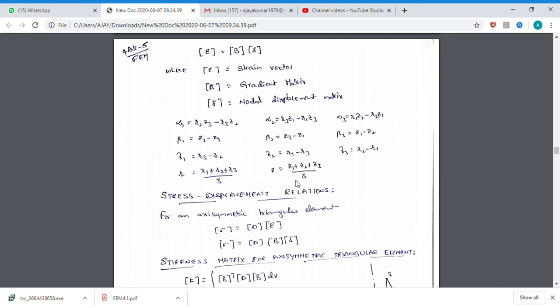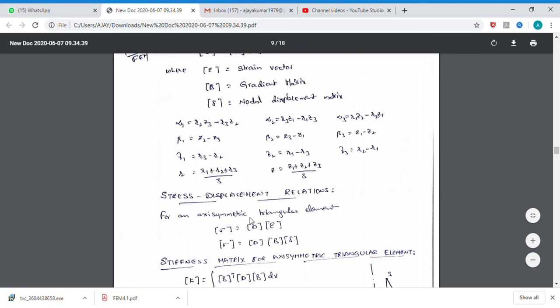In the same manner, for the stress displacement relation, as per Hooke's law, we write sigma is equal to D into epsilon. Epsilon is nothing but what we just derived, B into delta, gradient matrix into displacement matrix. By using this relation, we will calculate the induced stresses in our axisymmetric element.